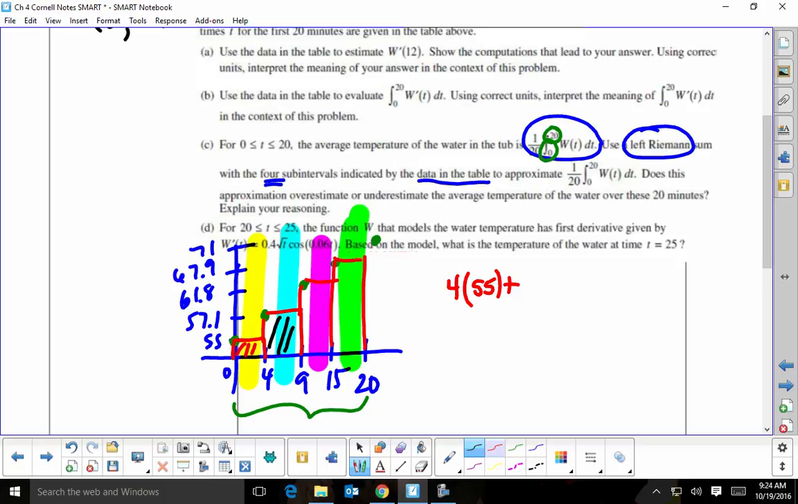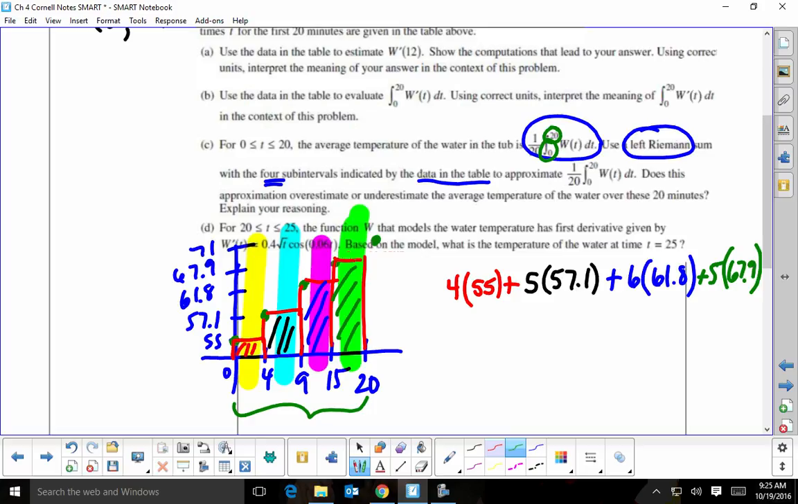this area. What's that with? 5 times the height of 57.1 plus this area 6 times 61.8. You don't have to go simplify that. If you want to, great, you can put it in.